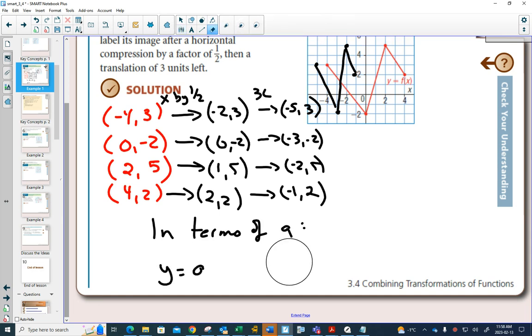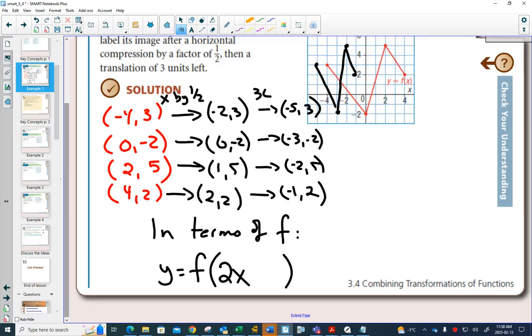Oh, I guess in this question, it's f, right? I read the question wrong. It's f instead of g. So we would have to write x by half. That's inside the function, right? Half would be 2, 3 to the left, and there we go.